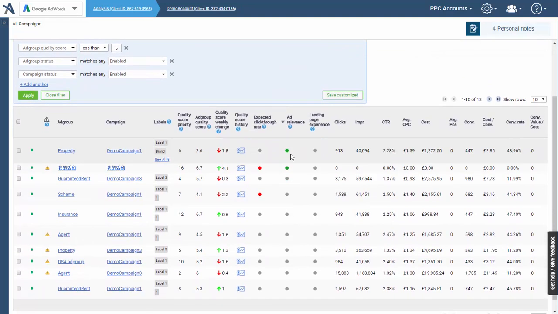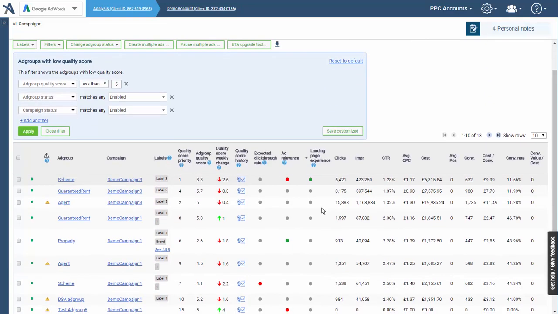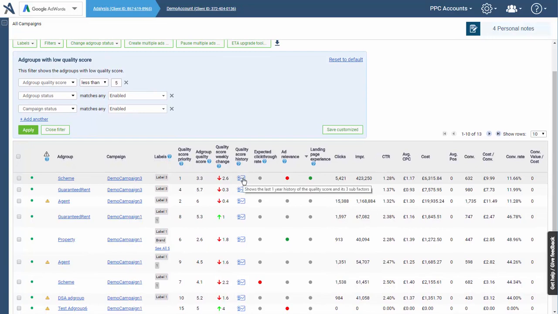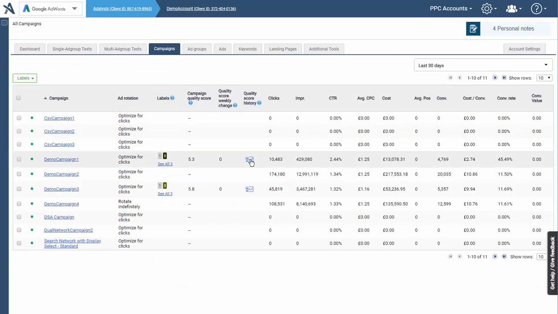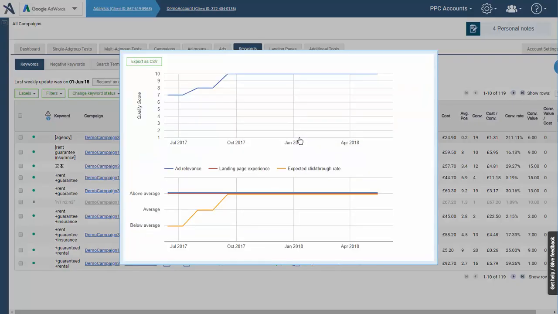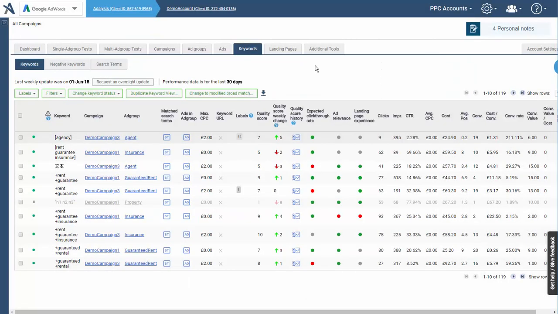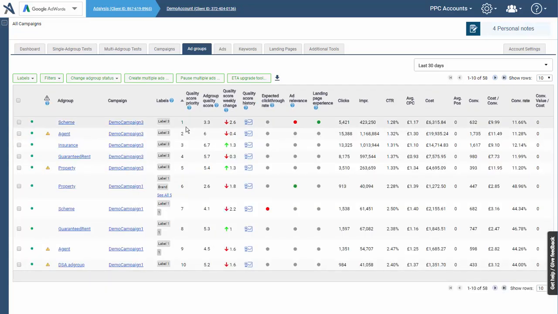Now we can sort on any of these. We could find our best ad relevance, our best landing page experience, etc. very, very easily. You can graph these across the board if you're on the ad group screen, the campaign screen, or the keyword screen. You can just click and graph your quality score for the past year and see the change in sub-factors.